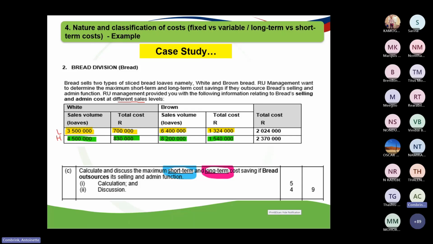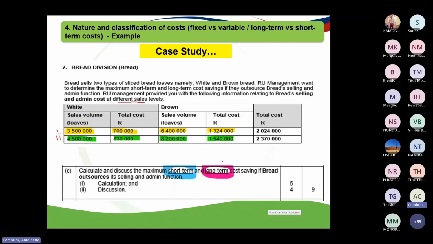We're going to look at a mixed cost. So we're going to look at the high and the low in terms of volumes, and we're going to split it between the fixed and the variable cost because in theory, we're able to quickly save on our short term or our variable cost, but in the long term, when we're outsourcing, then we're looking more at our fixed cost type of expenditure.